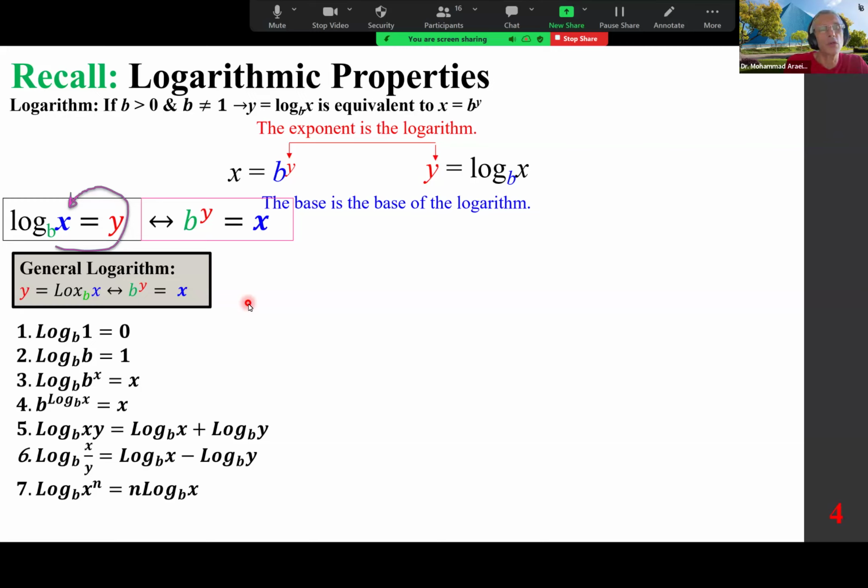So let's quickly go over them. Log 1, regardless of the base, is 0. Remember, base must be positive, can't be 1. Log b base b is 1. What this means is that if the base and the argument are the same, the answer is 1. Log base b of b to the power of x is x. And all of those, notice, you can go with this arrow.